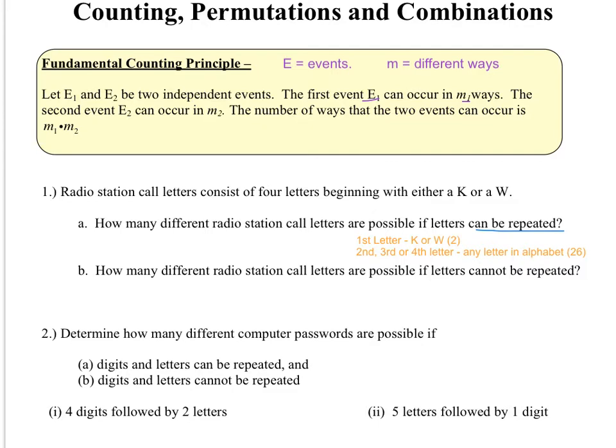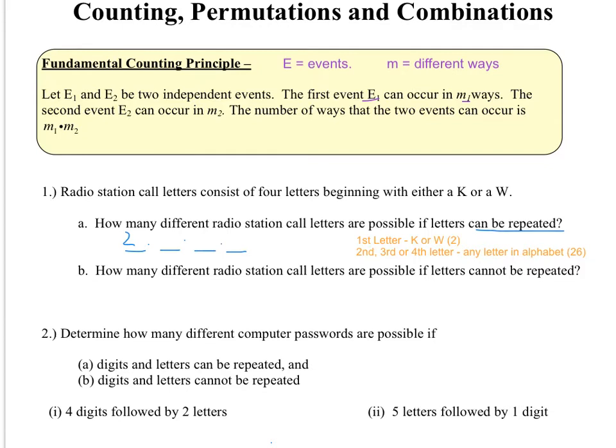So it says the radio station call letters consist of 4 letters, so we need 4 spaces, and we're going to multiply each one of those together. It says the letters can be repeated. The first letter, that first space, is a K or a W, so that's going to be 2 different possibilities in that spot.